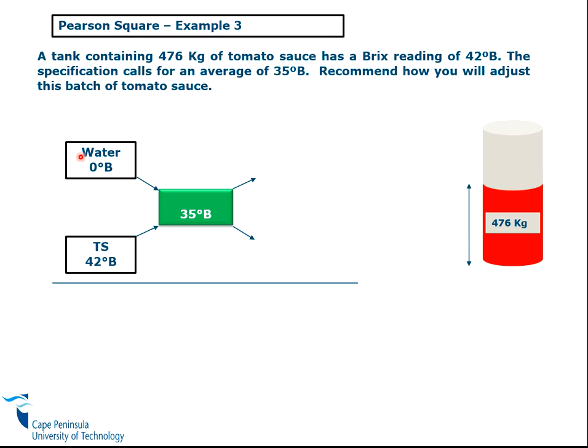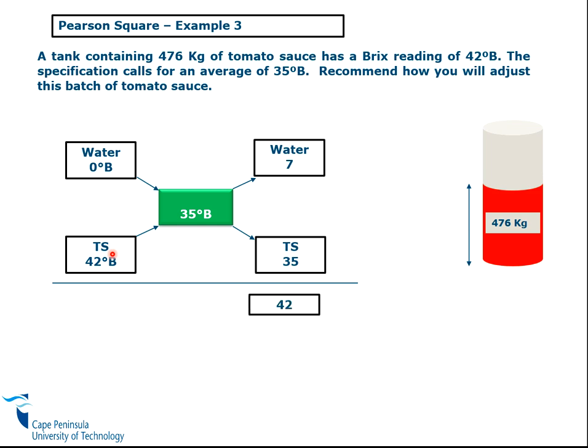That's why here we have water, which is 0-degree Brix, and the tomato sauce, which is 42-degree Brix. If you subtract diagonally, 0 minus 35, you will get 35, and 42 minus 35, you will get 7 parts. Then 7 parts plus 35 parts, you have 42 parts in total. So because in this case we know that there is tomato sauce and there is water, how much water should we then add into this tomato sauce in order to bring it back to 35 degrees Brix?